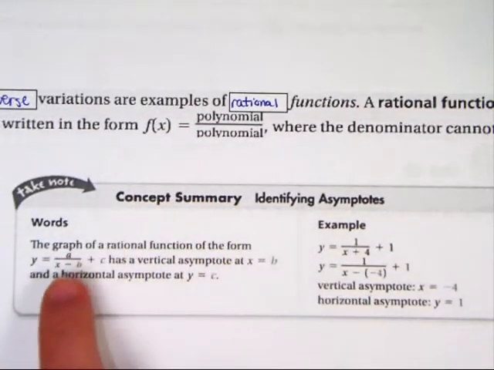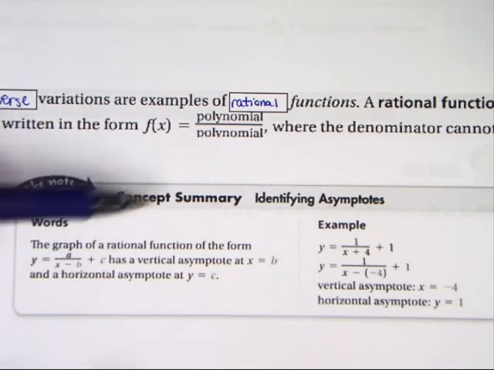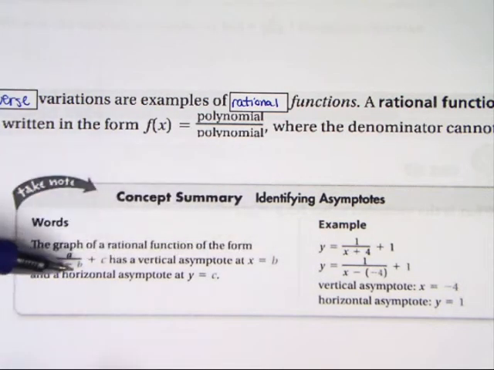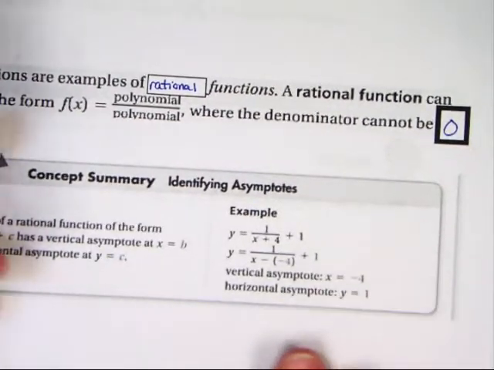So if we take a look, let's say that we have a number over x minus b, or anything over x minus a value. That has a vertical asymptote at that b value, and it has a horizontal asymptote if you add a value in the back. Now they give you an example that might make more sense.